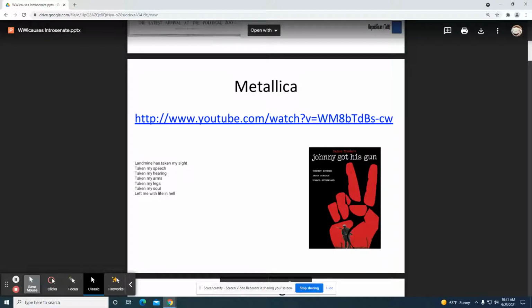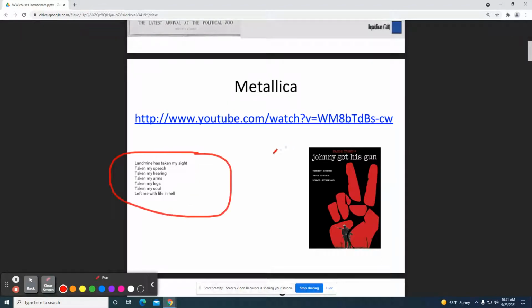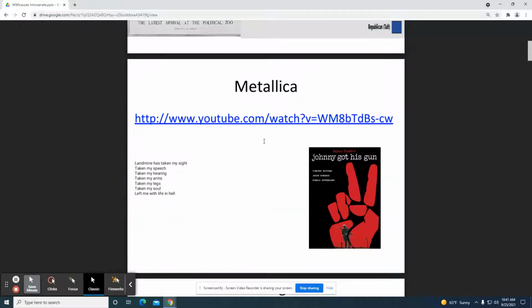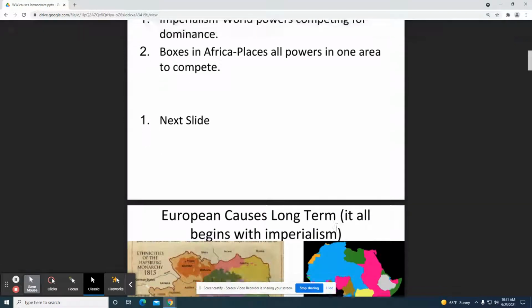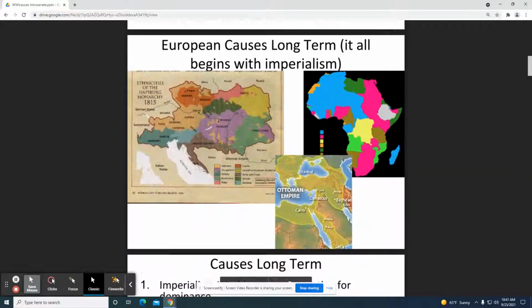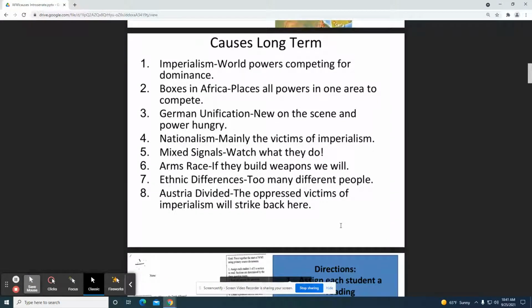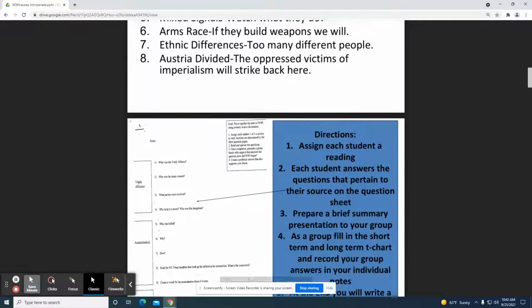In class, we addressed the Johnny Got His Gun presentation and the lyrics to the song, which talk about the individual that was in the war but lost both of his arms and both of his legs and is laid up in a bed, showing the brutality of World War One. You should already have an understanding of what I mean by the boxes and imperialism, as well as this slide, because they were addressed in a prior screencast. You also should know the long-term causes for World War One from a European perspective.